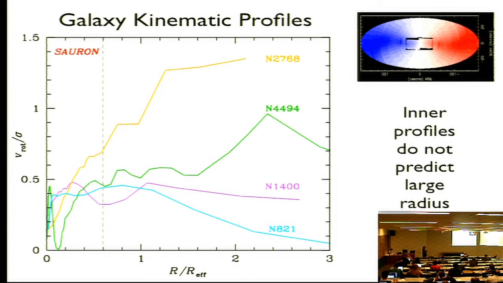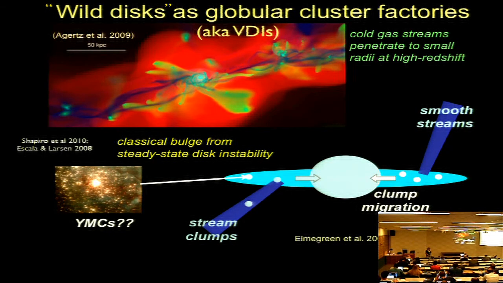This is a V over sigma against galactocentric radius plot. All of these galaxies, these 4 galaxies, would have been classified as fast rotators in the Sauron survey. And as you go to larger radii, you can see it's all over the place. So that was a strong endorsement of our claim that we needed to go to large radius to really understand how galaxies are assembled.